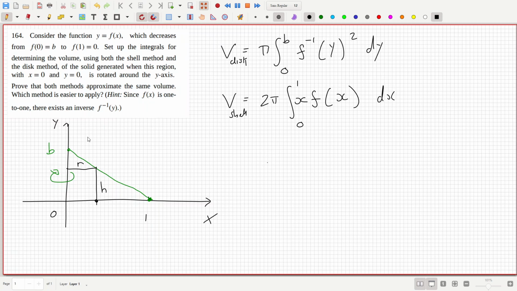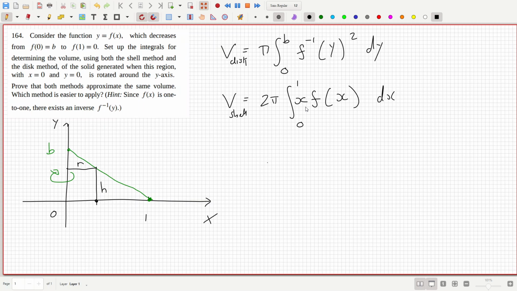Prove that both methods approximate the same volume. Which is easier to apply? Well, I guess it depends on the function. I suppose this one, because you don't have to find an inverse, but you have to deal with the x multiplying it, so I don't know. More interesting to me, more difficult, is how to prove that these are actually the same.